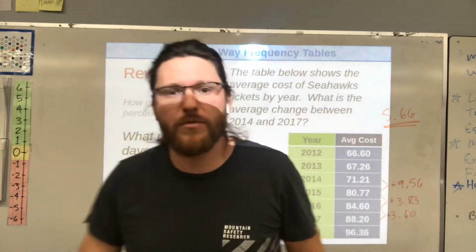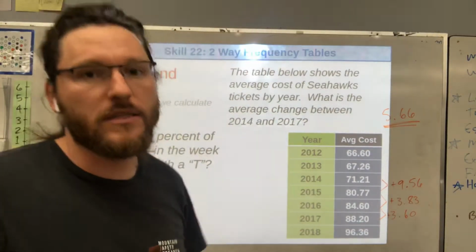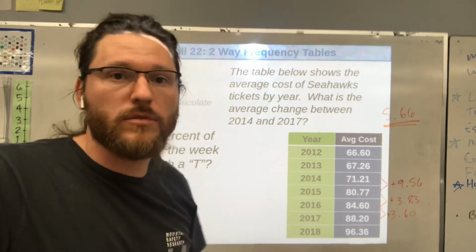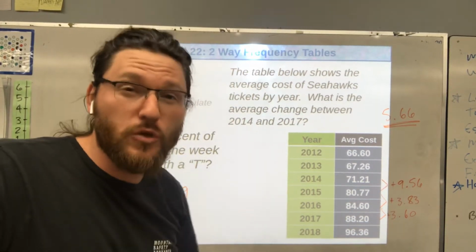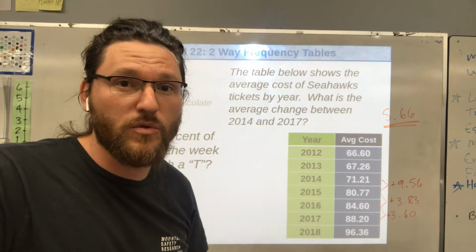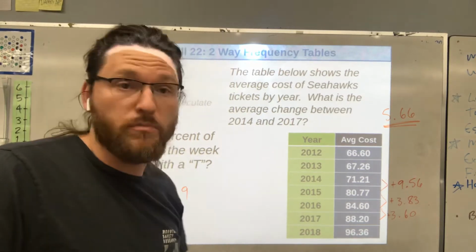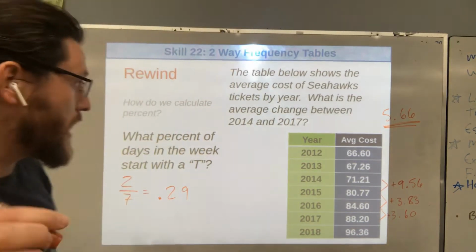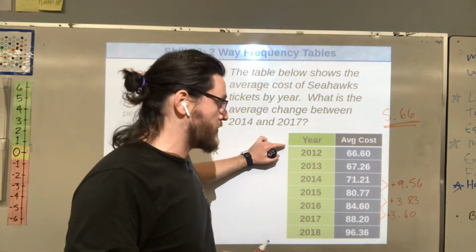First video, we're going to go over the rewind and kind of set you up for the rest of the day today. We're jumping into skill 22, which we kind of started with Desmos yesterday. It's a skill called two-way frequency tables, and two-way frequency tables have a lot to do with percentages, right? So today we're going to be looking at percentages. Before we get there, let's take a look at our rewind from yesterday, right?